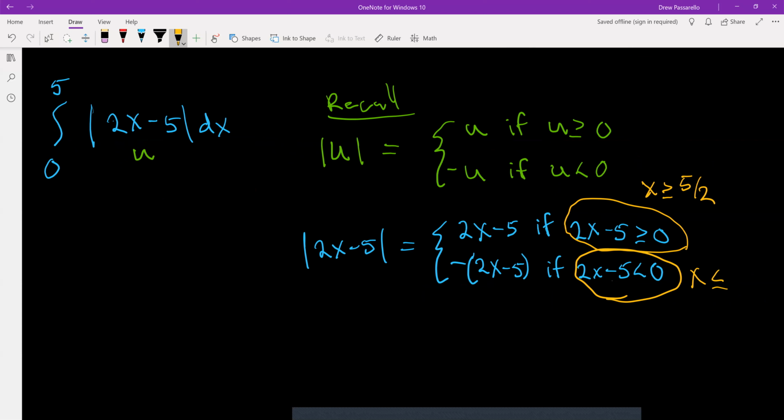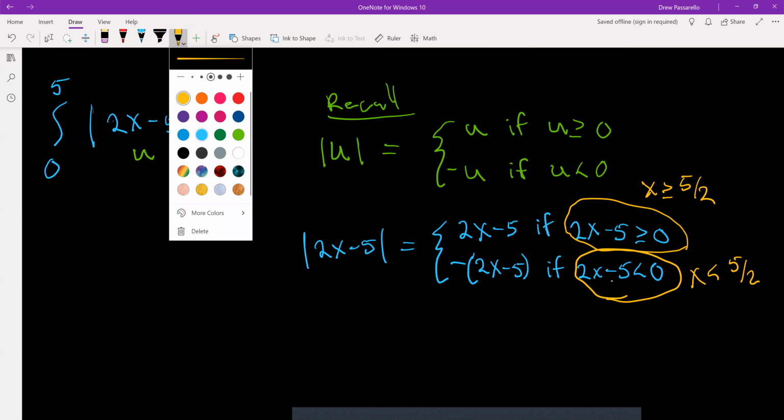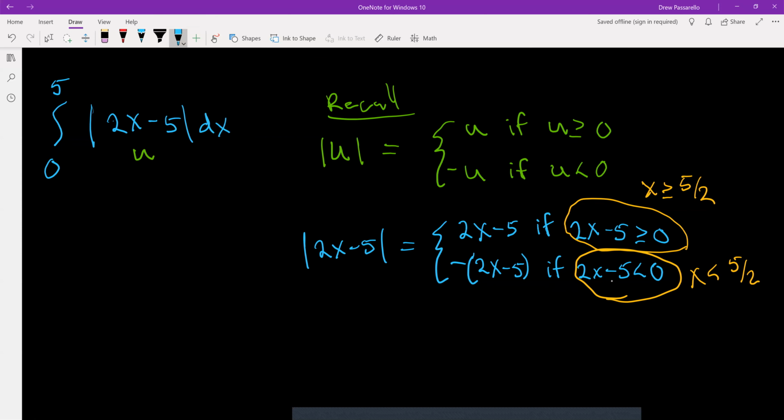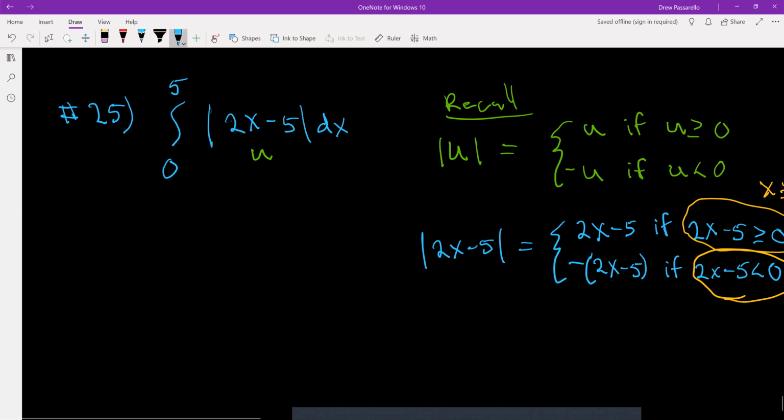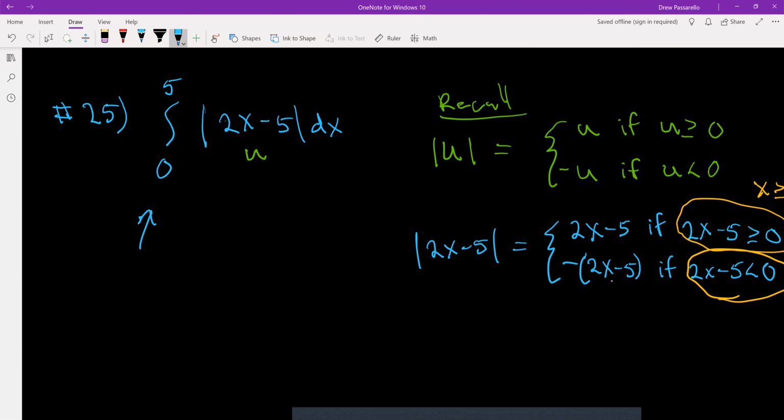I'm sorry, not less than or equal to. I guess it wouldn't really matter for integrating because it would be the same. So x less than 5/2. Knowing that, I have x greater than or equal to 5/2 and then x less than 5/2. Well, my definite integral goes from 0 to 5.